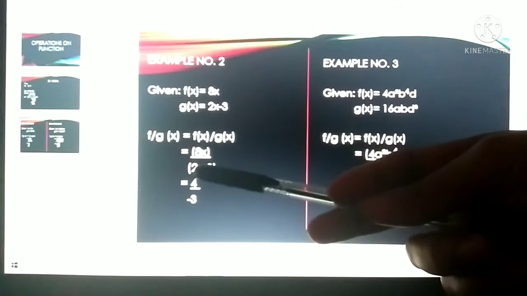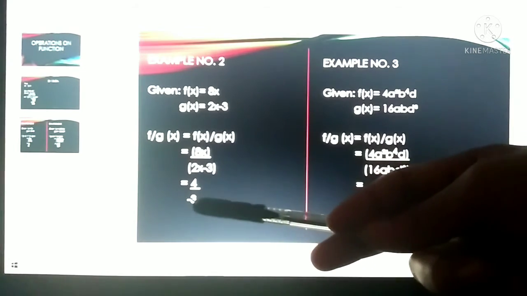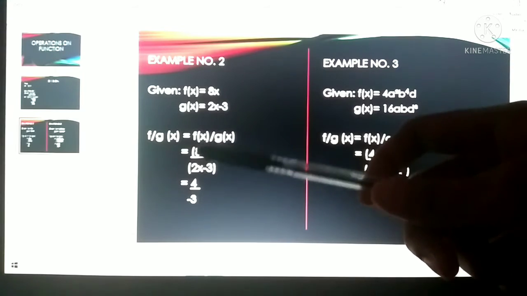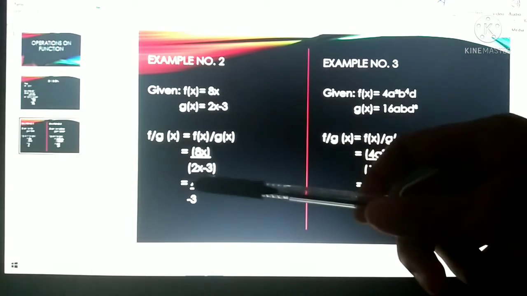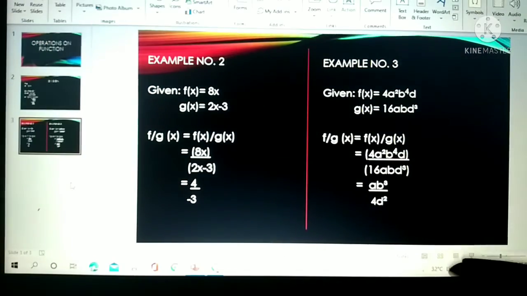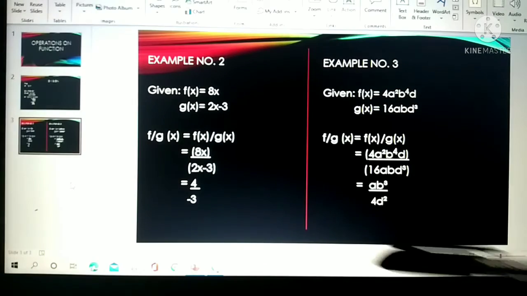8x divided by 2x is 4. And just copy the negative 3 here, because 8x is greater than 2x, so we need to put 4 as the numerator and negative 3 as the denominator. So it is the final answer, 4 over negative 3.